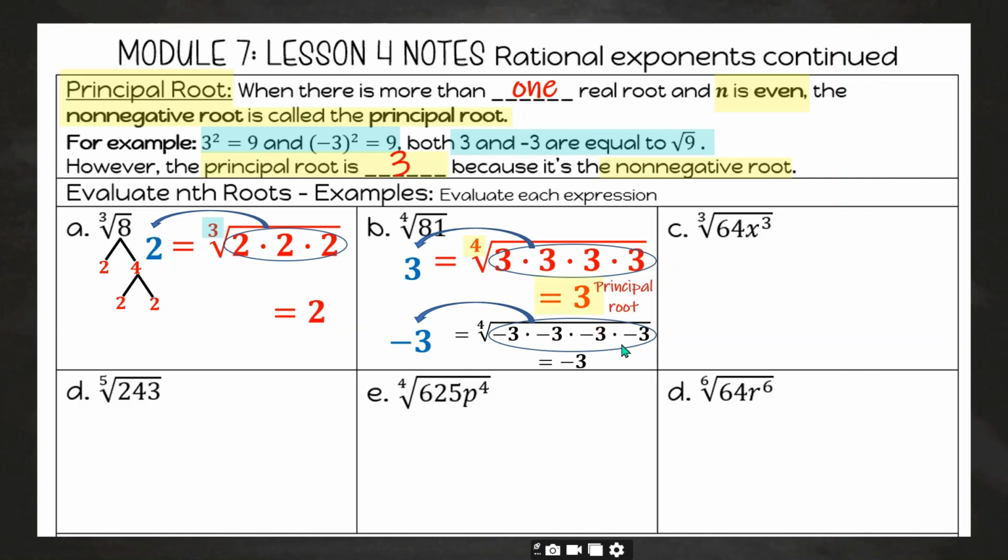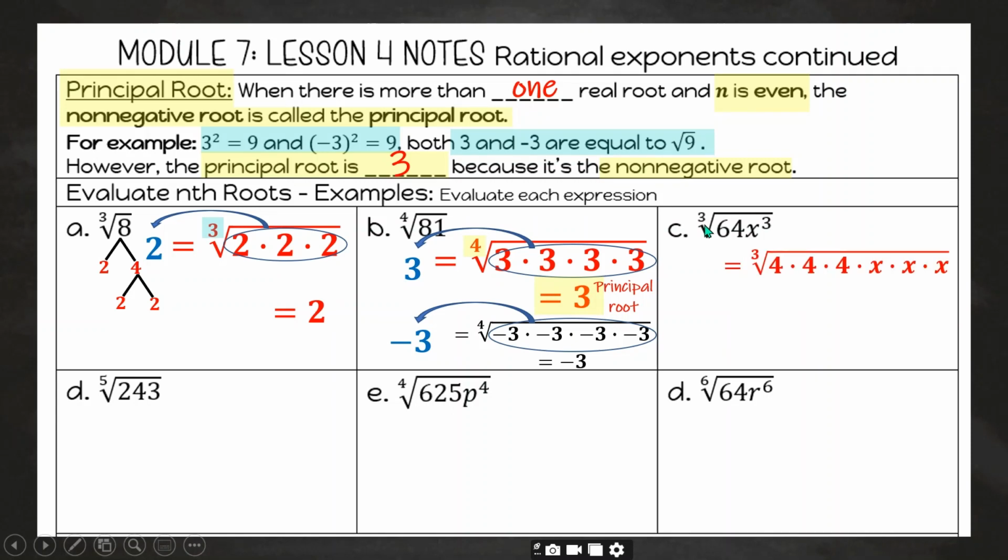All right. We didn't have to worry about the non-negative root for A because it had an index of 3. We only have to worry about principal roots if our n, or root, is even. 4 is an even number, 3 is not.